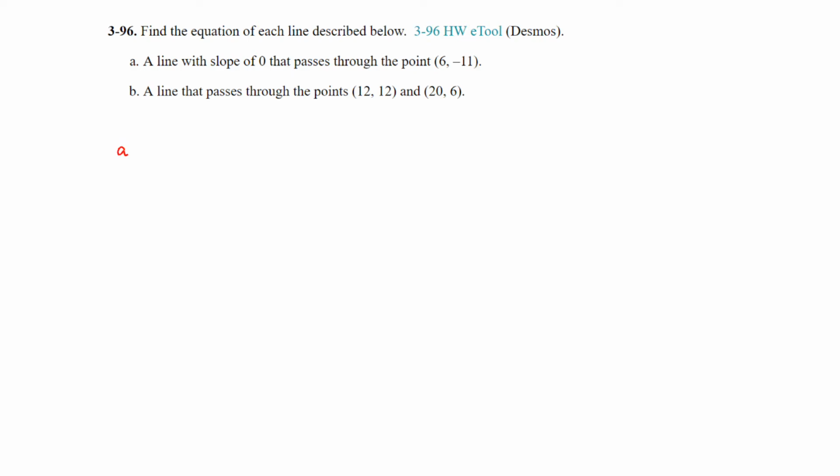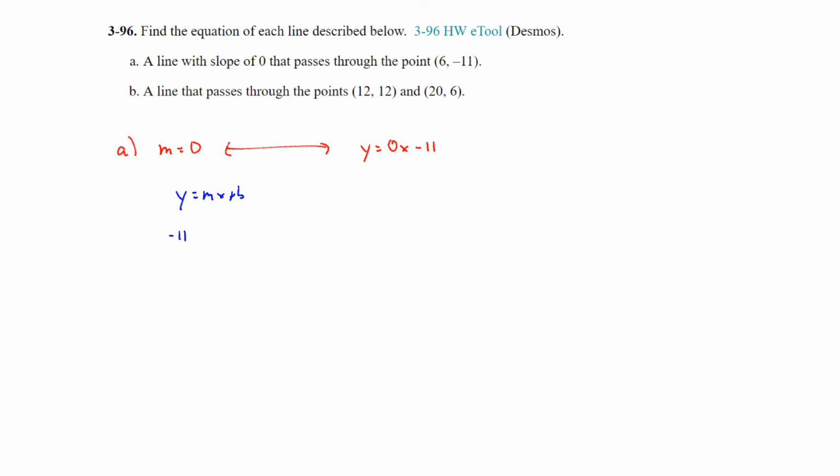Question 96. Find the equation of each line described below. So in part A, we're looking for a line with a slope of 0 that passes through the point 6 comma negative 11. If the slope is 0, that means we have no steepness, which would be a horizontal line. So you can say y is equal to 0x plus, where is it going to cross? Well, since it crosses the point 6 comma negative 11, then it will be at y equals negative 11. If you're not sure about that, think about going ahead and using your equation to help you identify that.